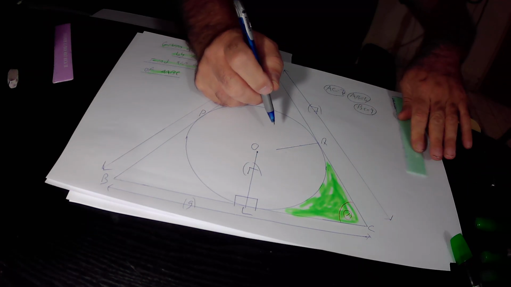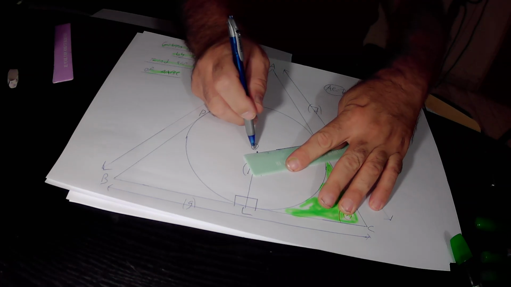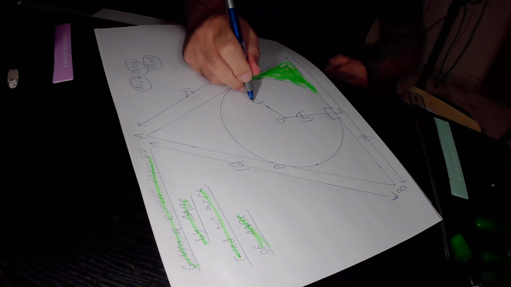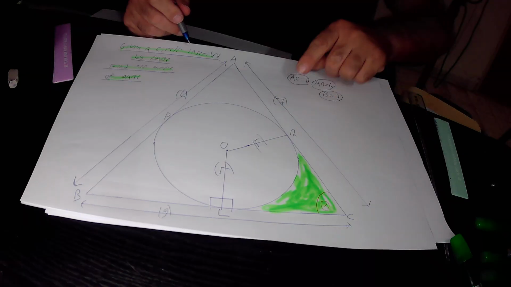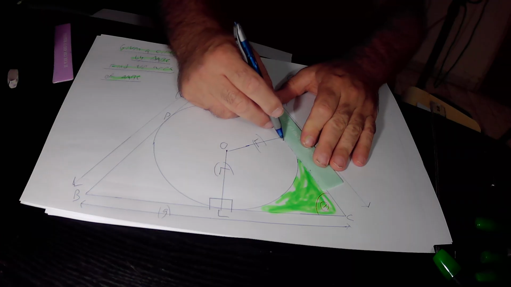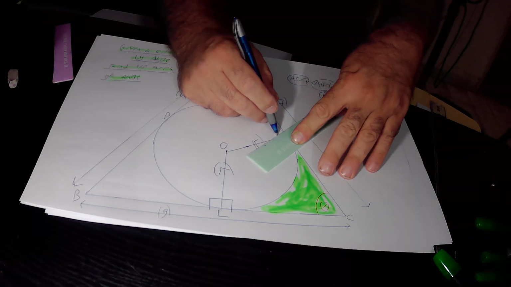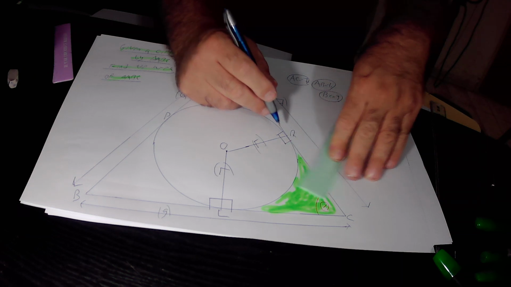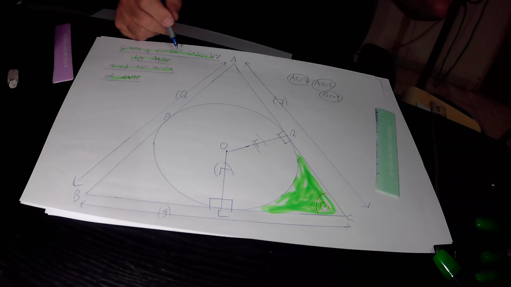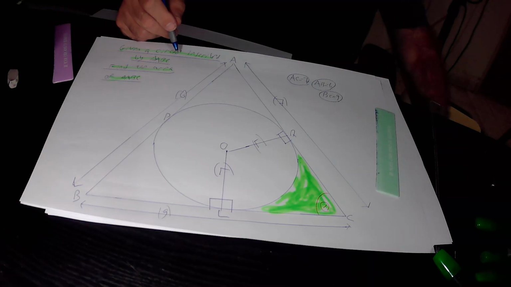OQ is of course the radius of the circle, that equals R. According to rule 1, this angle equals 90 degrees. This angle equals 90 degrees because Q is the point of tangency of tangent AC with this circle. So here we can implement rule 2 in our drawing.